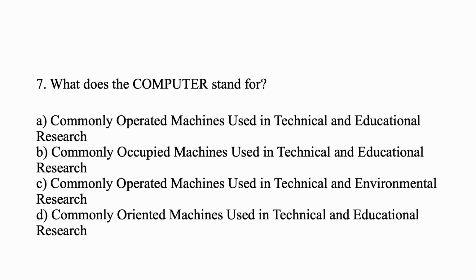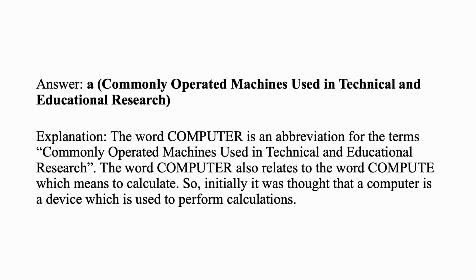Okay, so for this the correct answer will be option A. Commonly operated machines used in technical and educational research. So the computer is an abbreviation for the term commonly operated machines used in technical and educational research. The word computer also relates to the word compute, which means to calculate. So initially it was thought that a computer is a device which is used to perform calculations.